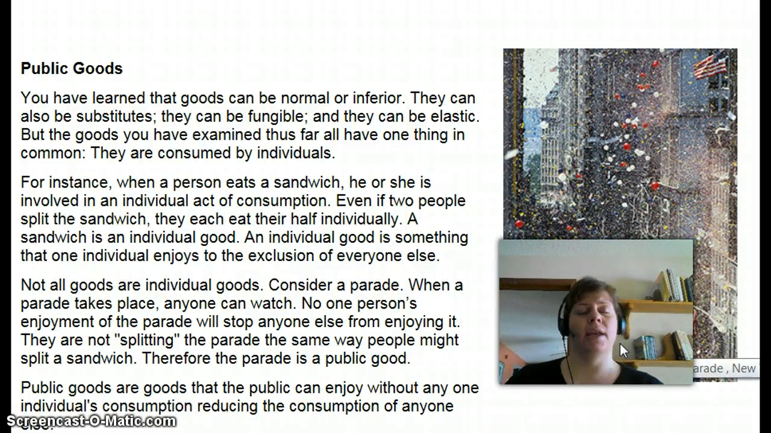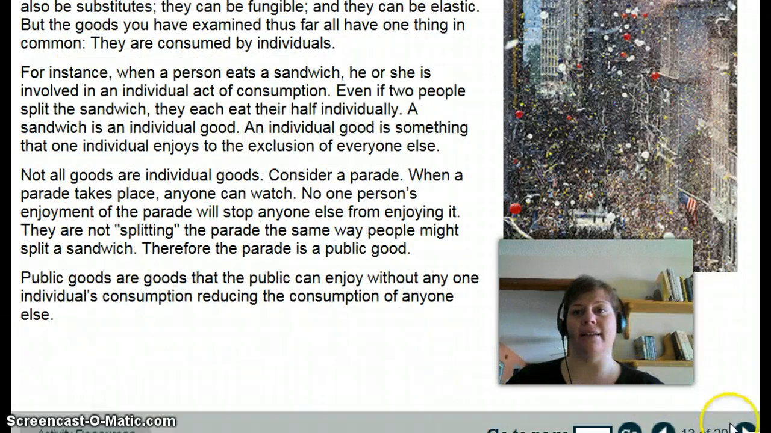Consider a parade. When a parade takes place, anyone can watch. No one person's enjoyment of the parade will stop anyone else from enjoying it. They are not splitting the parade the same way people might split a sandwich. Therefore, the parade is a public good. Public goods are goods that the public can enjoy without any one individual's consumption reducing the consumption of anyone else.